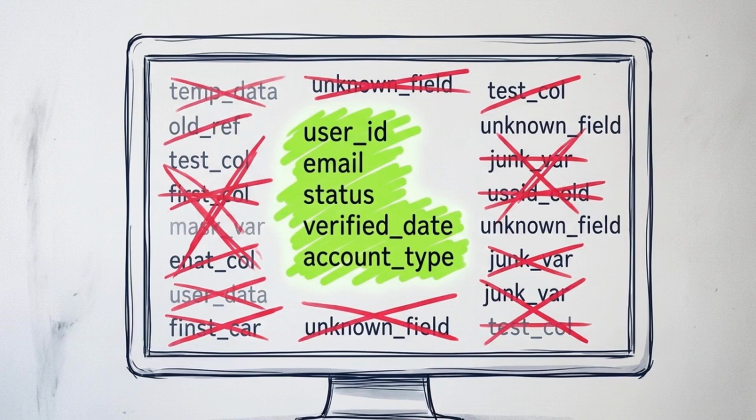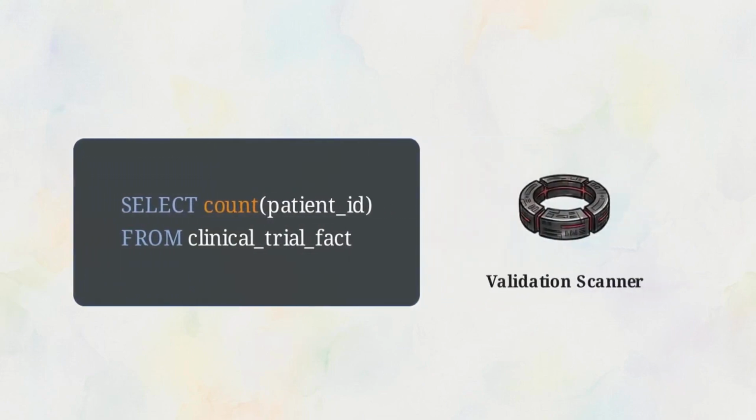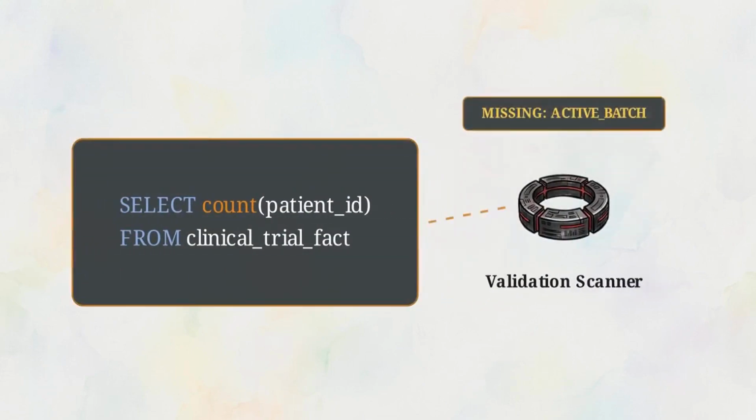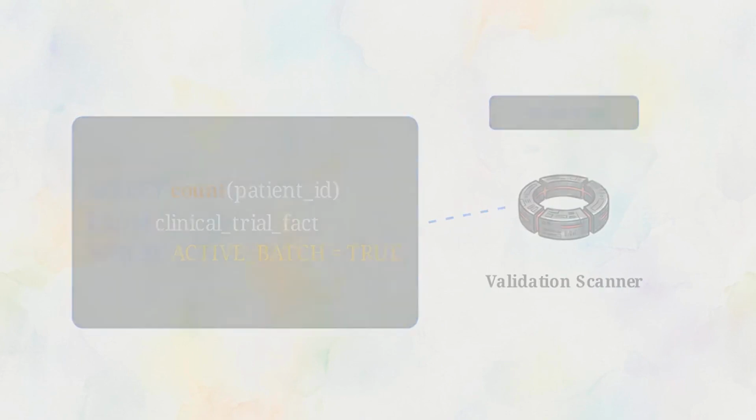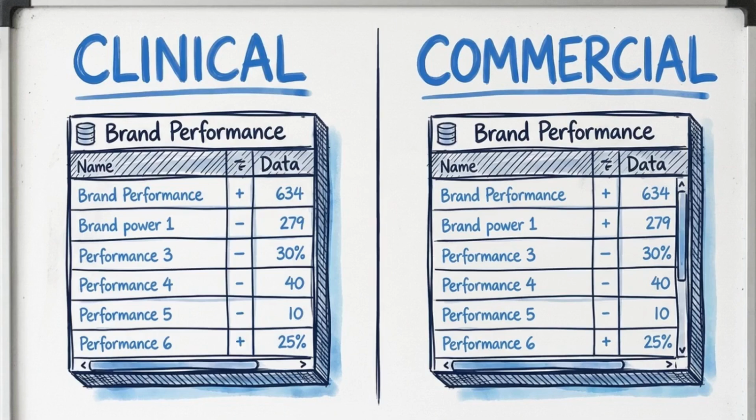RAG also lets you integrate a SQL validation loop. Before any query executes, the system checks the code and forces the inclusion of mandatory filters that the AI might have missed. However, keyword RAG has a severe blind spot. It operates entirely on surface-level text matching.